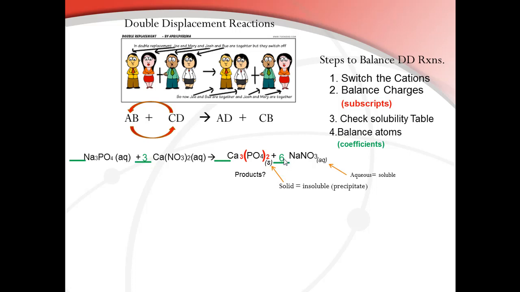Okay. That 6 also applies to the sodium. So in the reactants we have 3 sodiums. In the products we have 6. So we're going to put a coefficient of 2, right? That 2 also applies to the phosphate, and that's good because if you look in the calcium phosphate, we do have 2 phosphates. So now this equation is balanced.